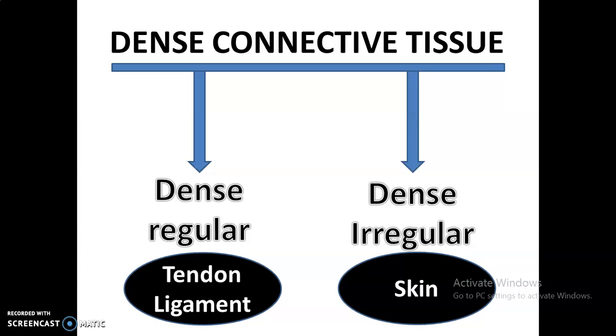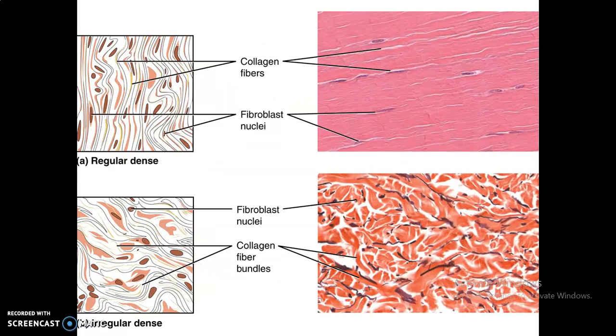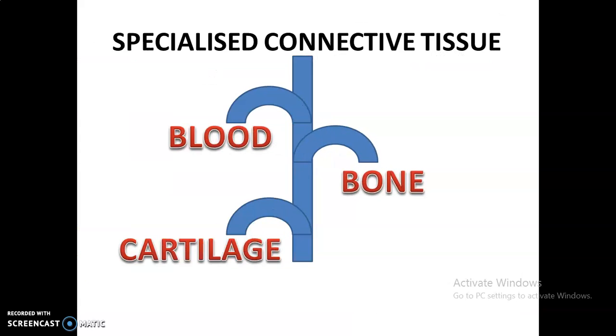And dense irregular connective tissue has fibroblasts and many fibers that are oriented differently, and this tissue is present in the skin. Now, another type is specialized connective tissue. The specialized connective tissue includes blood, bone and cartilage.